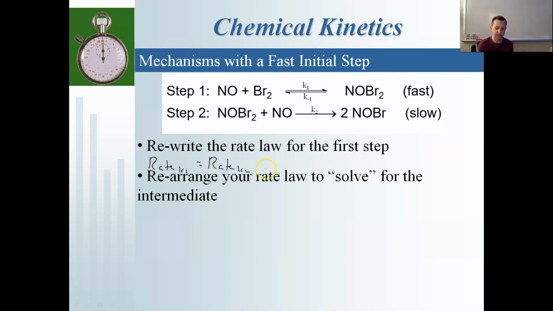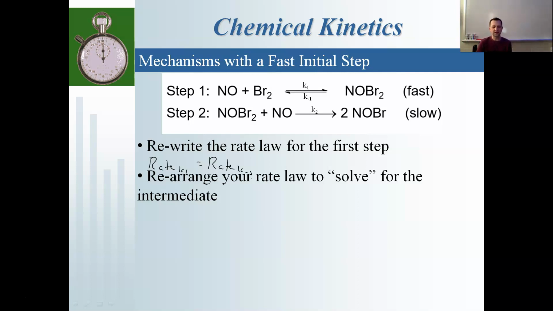Oh, I'm sorry, that should be K minus 1. Let me fix that. K minus 1. All right, so the rate of K1 is equal to the rate of K minus 1. So again, you're at equilibrium. We know what this is from many units ago. The rate of the forward and reverse reaction is equal. That's when you're at equilibrium.